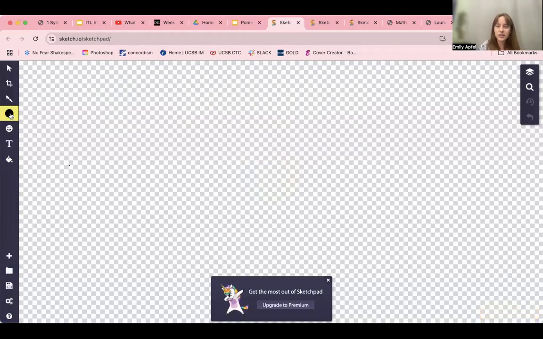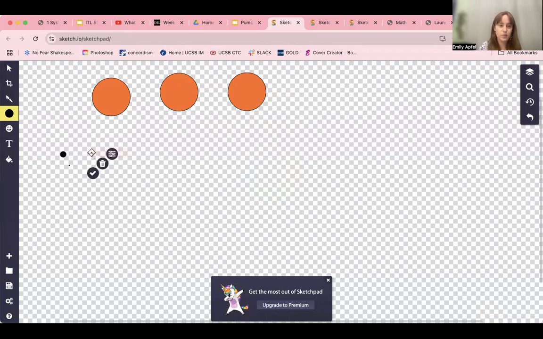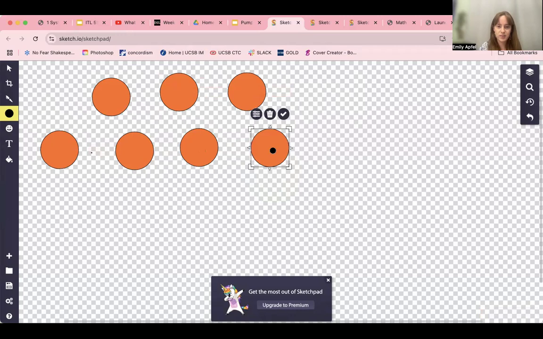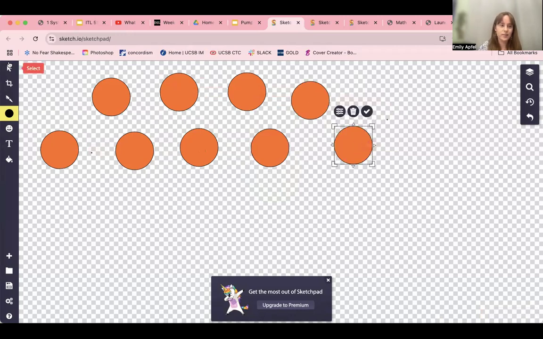Okay, so I clicked the circle because I wanted it to be pumpkin shaped. And I made it orange for Halloween. 1, 2, 3, 4, 5, 6, 7, 8, 9. So this is how I chose to model my thinking.